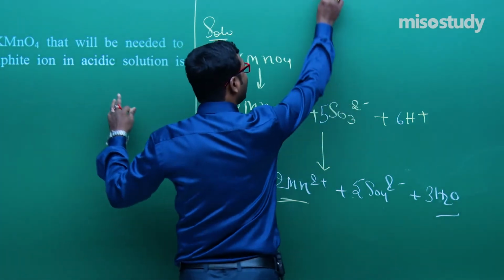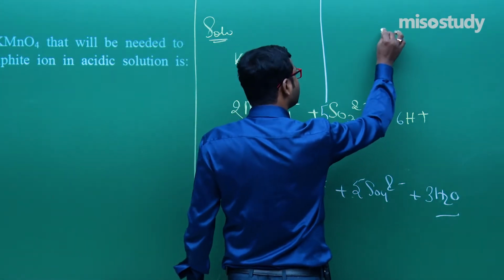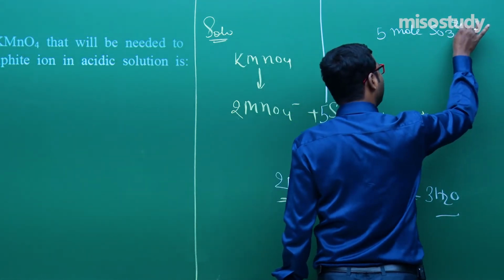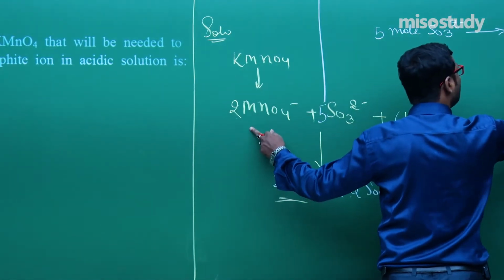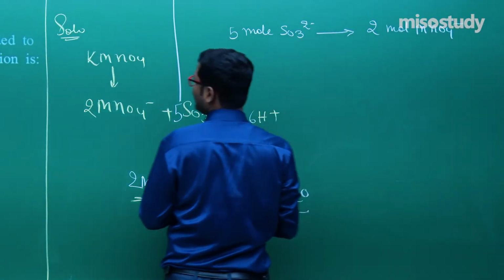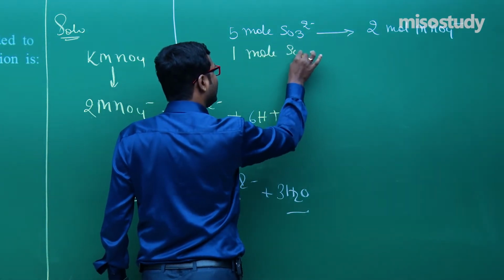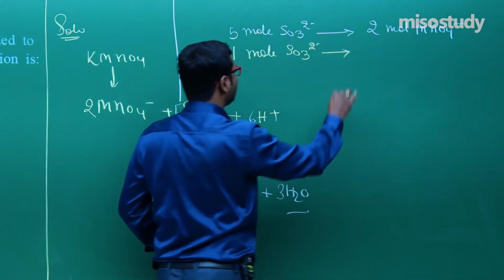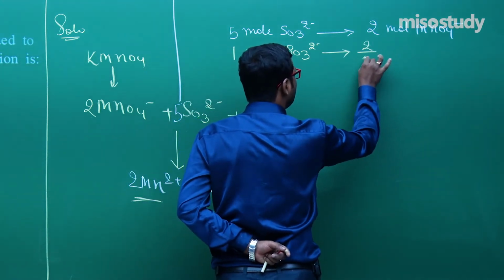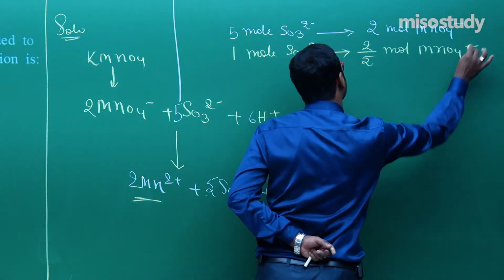mole. Now you can easily observe, look at what I am telling. Now check it out, that is 5 mole SO3, that is sulfite ion, combines with 2 mole of MnO4 minus. Now here is given 1 mole, that is 1 mole of sulfite ion, SO3 2 minus ion. Clear? 1 mole of sulfite ion combines with 2 by 5 mole of MnO4 minus.